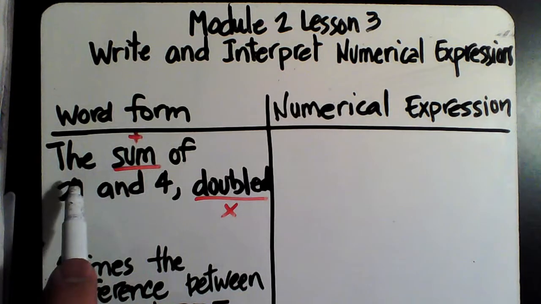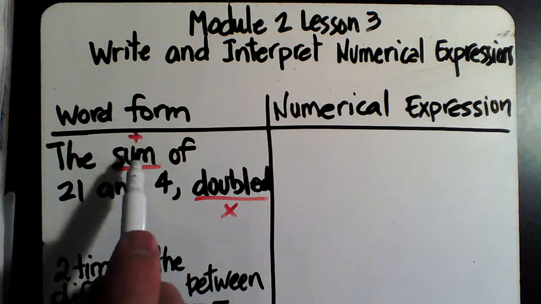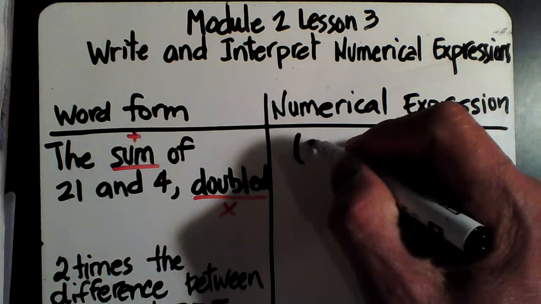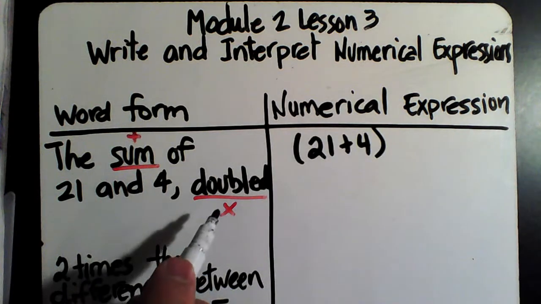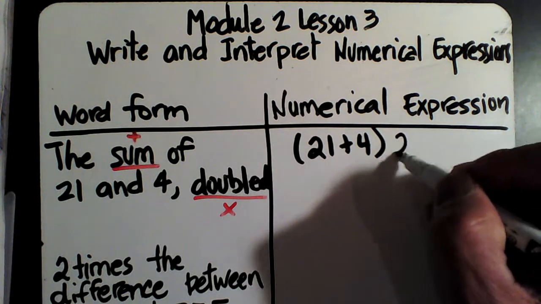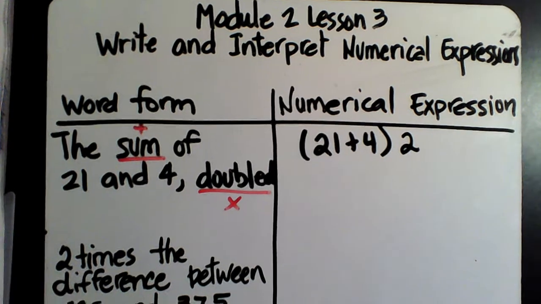It says that I have the sum of two numbers, which means it is an addition. So I'm going to go 21 plus 4. And then it says doubled, which means times 2. There you have it. That's how we solve the first expression.